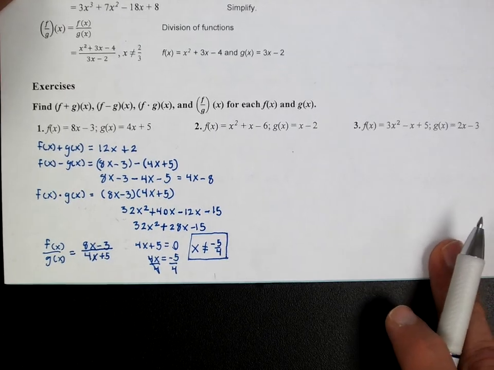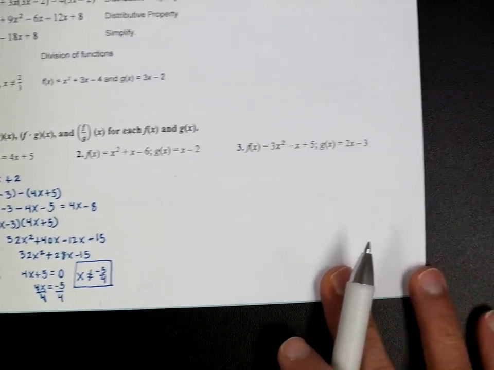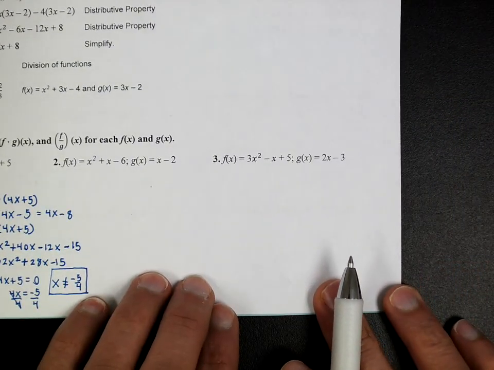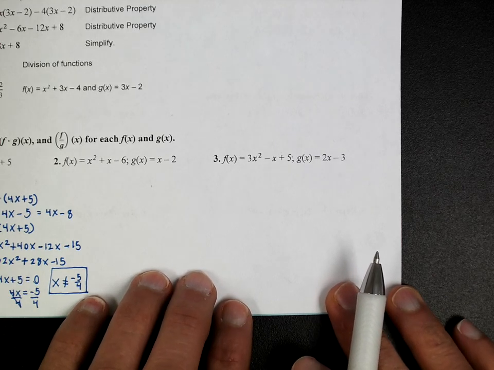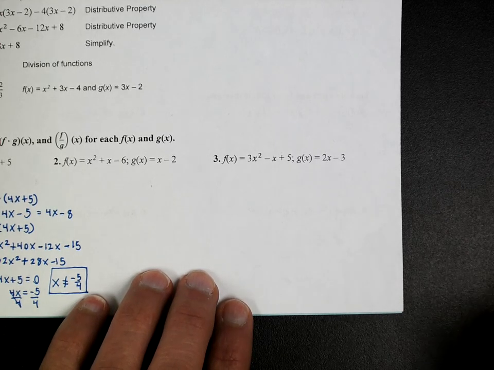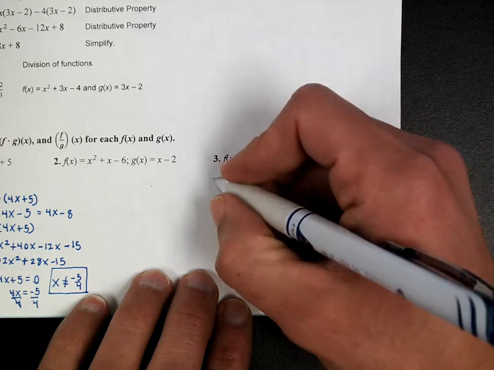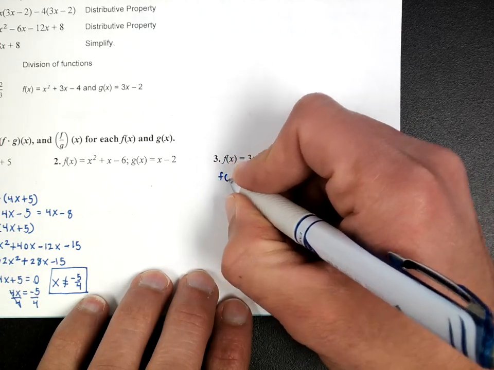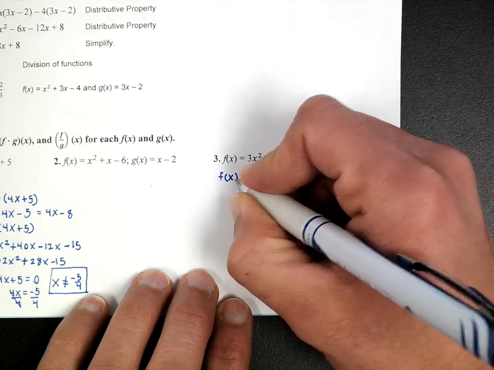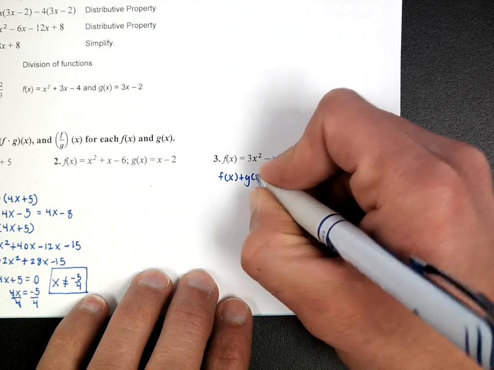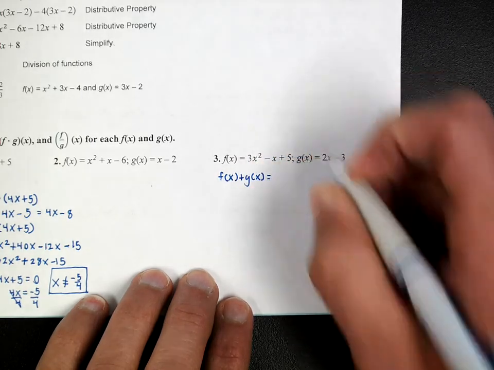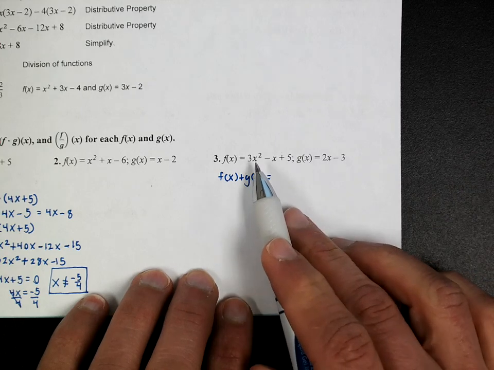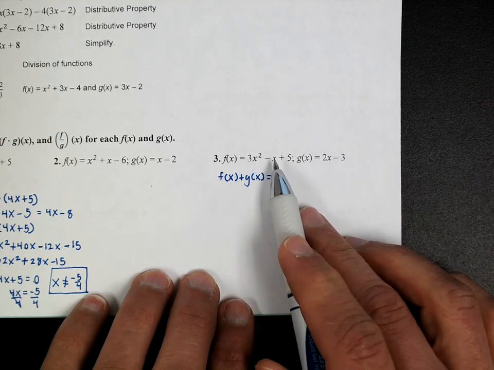Alright, I'm going to skip to number 3, just in case you need a little bit more on that one. On number 3, all you're doing is the same thing again. They want you to do f plus g of x, so we're going to add those two functions. In this case, you can go ahead and just add them, right? So you have 3x squared minus x plus 5.